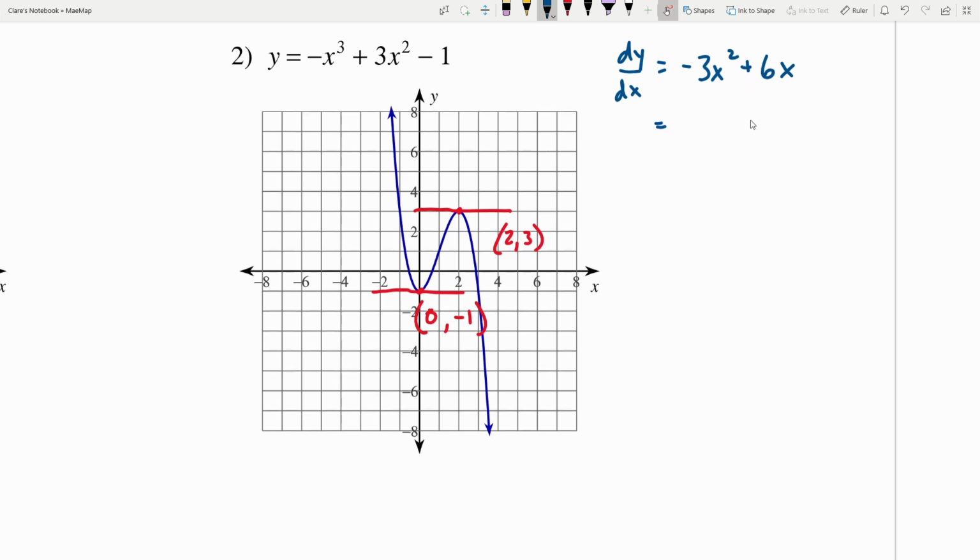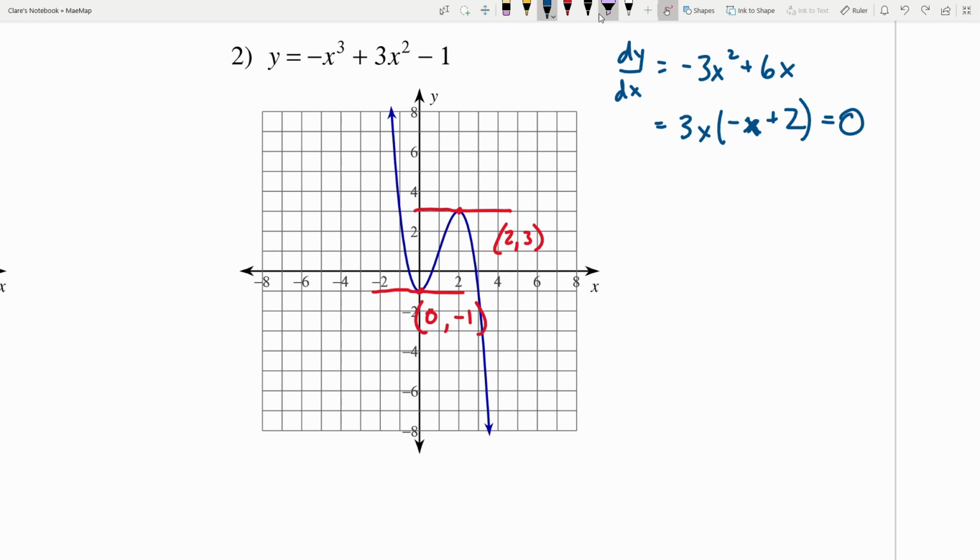Now I can pull out a 3x from each of these terms. So I'll have 3x times negative x plus 2. Now remember, we're trying to find when we have a horizontal tangent line, which means that the slope is 0. So we're going to figure out when this derivative equals 0.